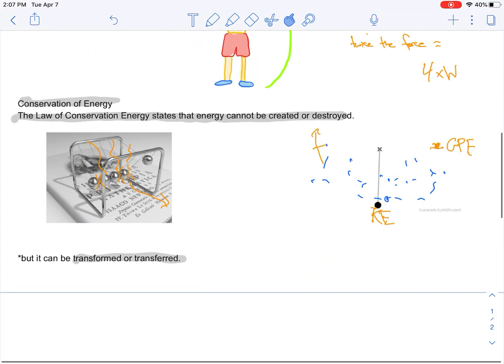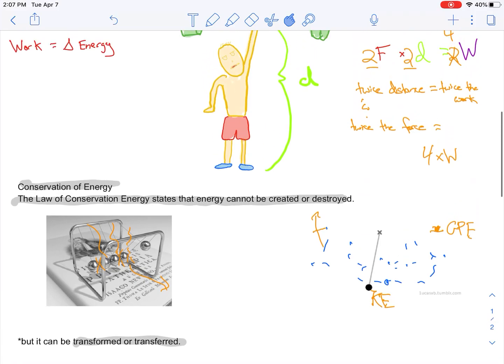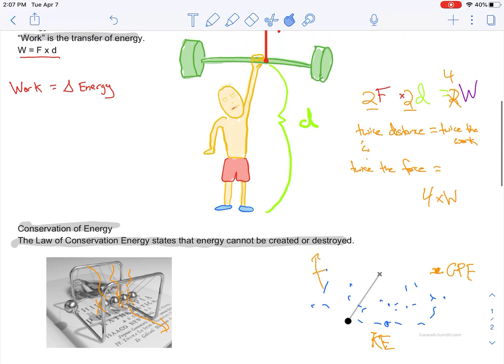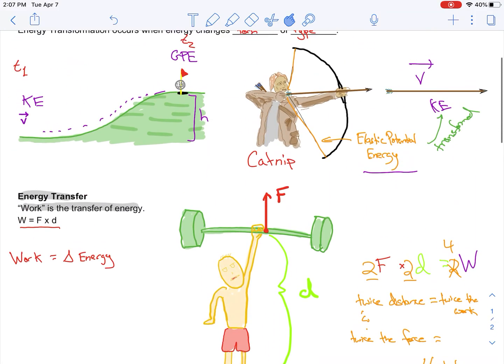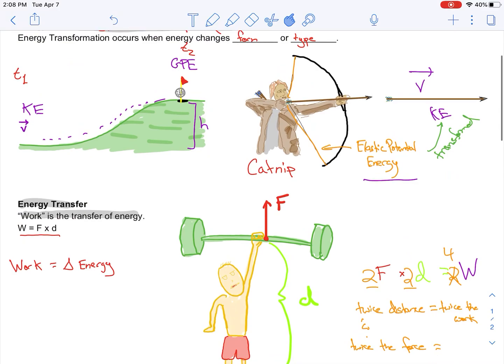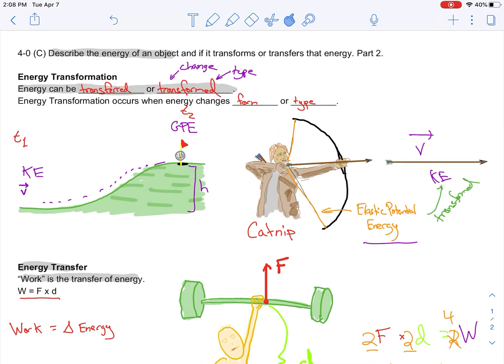Okay, so that's the conservation of energy. I hope I've used the words transferred and transformed a lot, and I want you to be able to do the same. So practice looking at different systems or scenarios and saying, this is how the energy is transforming, or this is how the energy is transferring.